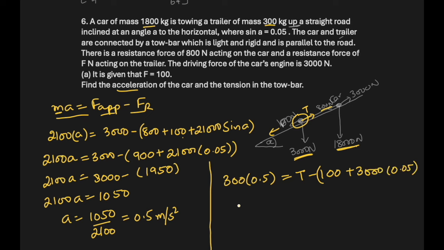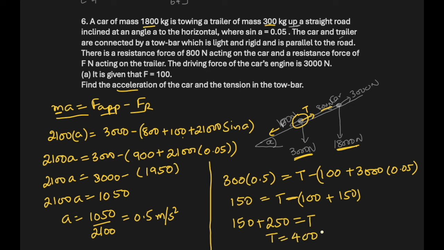Okay, so this is 150 equal to T minus 100, plus, this will be 150 again, 250. When it goes to the left side, it becomes positive, it's negative here. So 150 plus 250 is equal to T. So that comes out to be 400 newtons. That's the tension in the bar.